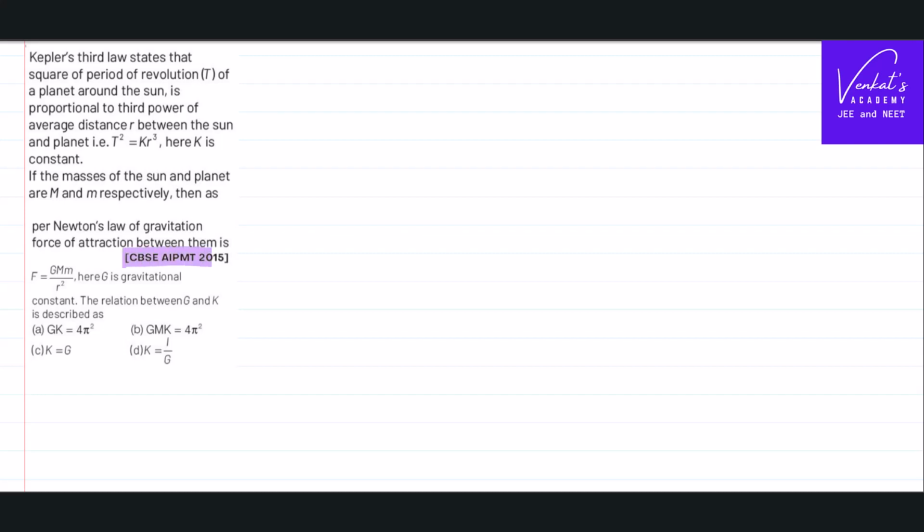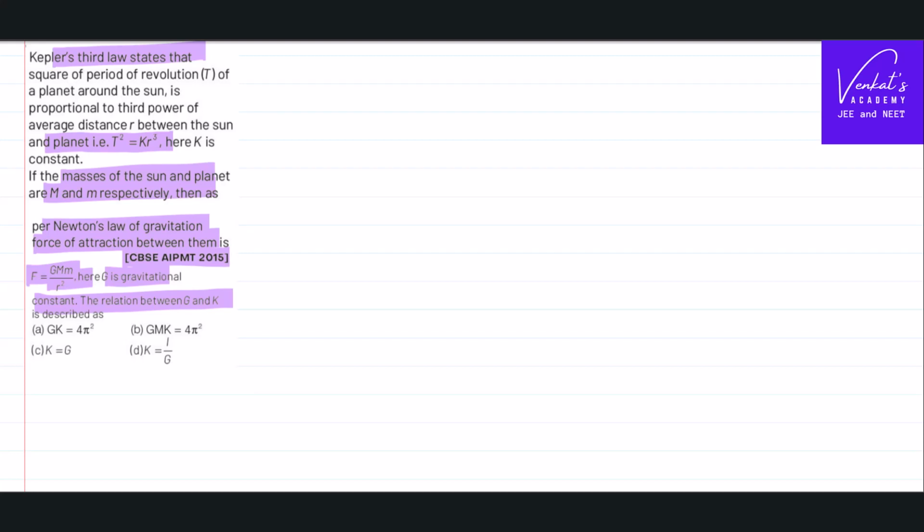This is an AIPMT question in gravitation. The question says that Kepler's third law states T square is directly proportional to r cube, T² = kr³, where k is a constant. The masses of the sun and planets are in normal general terms. Newton's law of gravitation is a known value, and G is the gravitational constant. What is the relation between G and k?